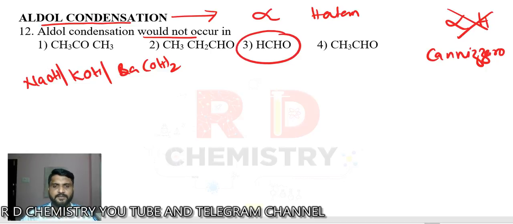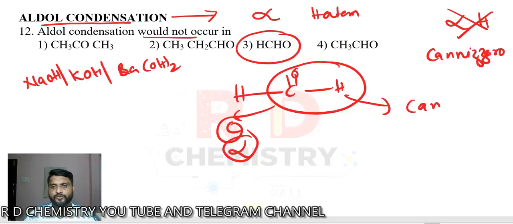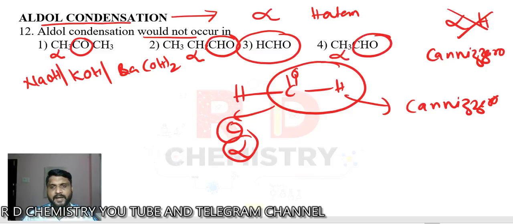See option number 3. This compound does not contain an alpha hydrogen atom. With respect to the functional group, if there is a next carbon atom, the next carbon atom is alpha. Alpha carbon is not there, therefore alpha hydrogen is also not there. Therefore, this can undergo Cannizzaro's reaction, but not aldol reaction. Whereas other molecules contain the alpha carbon atom and alpha hydrogen. CO group is there, next carbon is alpha carbon, alpha hydrogen is there. So option number 1 and option number 2 can undergo aldol, but option number 3 can undergo only Cannizzaro. Answer is option number 3.